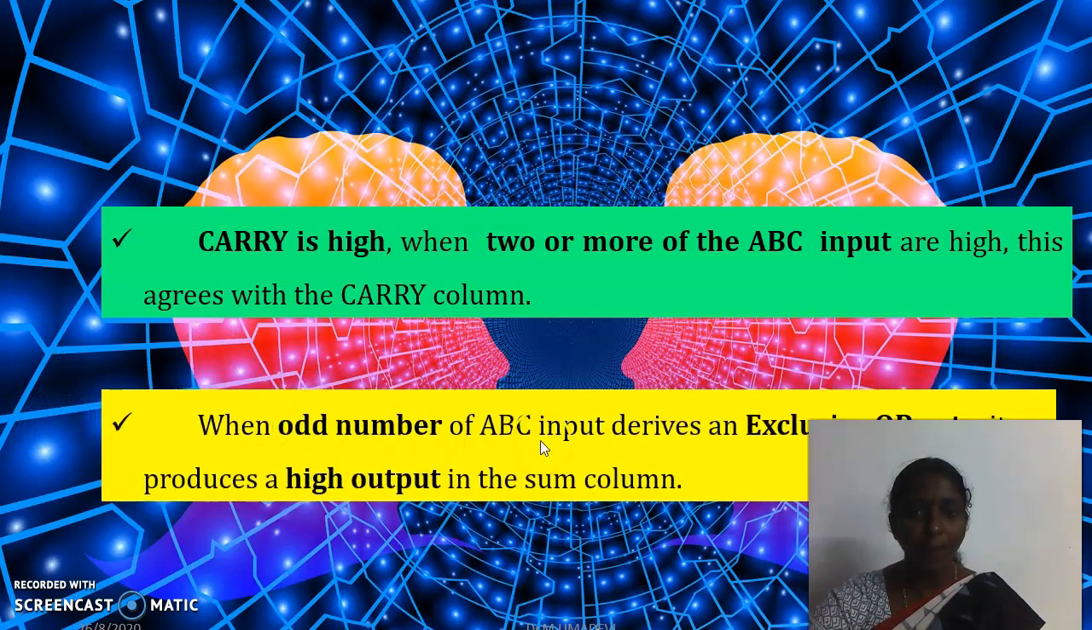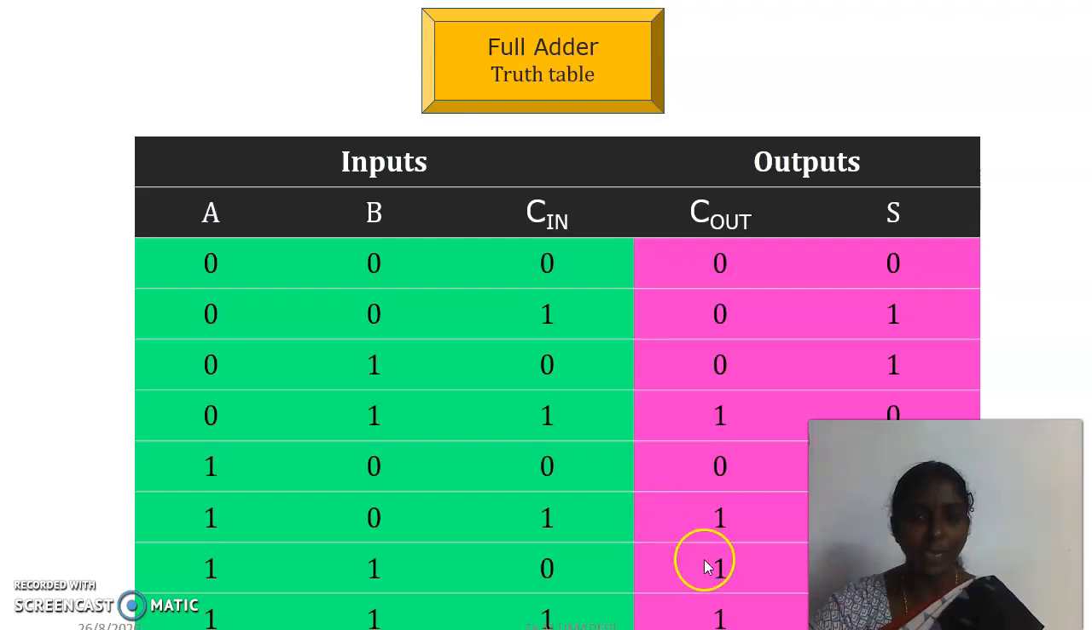When an odd number of A, B, C inputs drives an exclusive OR gate, it produces a high output in the sum column. Odd number means 1, 3, 5, 7. See here 1, here 1, 1, 1. And when 2 or more inputs are high, that produces a carry high.